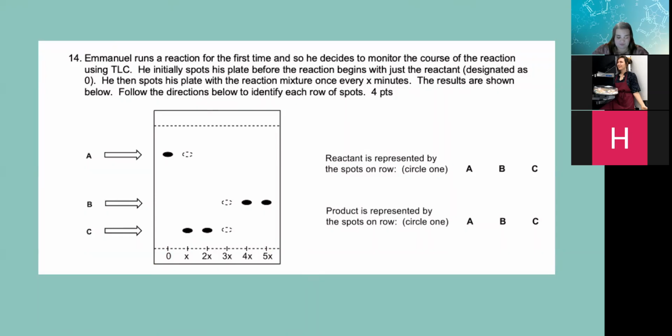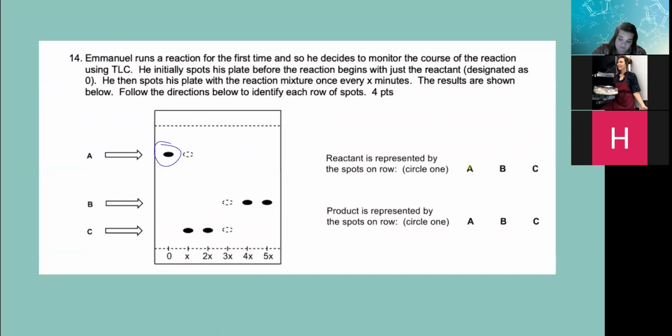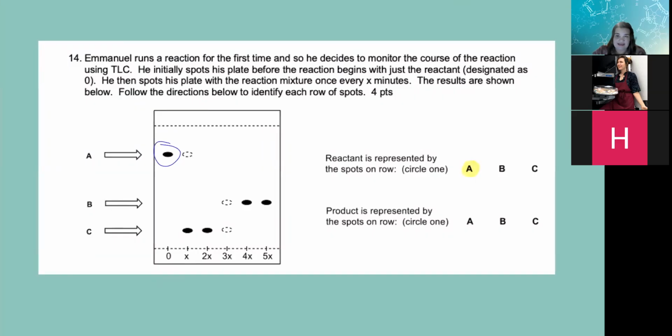Time 0. Is this before the reaction starts or has the reaction already started? Yeah, so time 0 is before the reaction has occurred. That means at time 0, this is pure reactant A. So A is the starting material. Does that make sense? The reactant is represented by A because this is the only compound present before the reaction begins, okay?